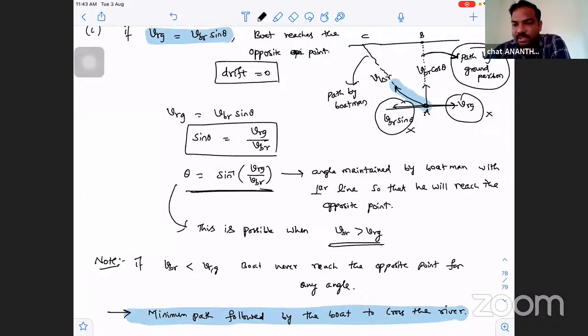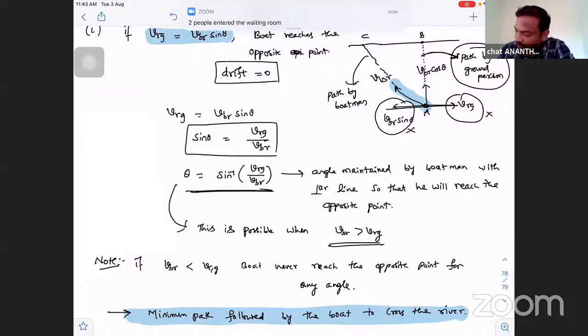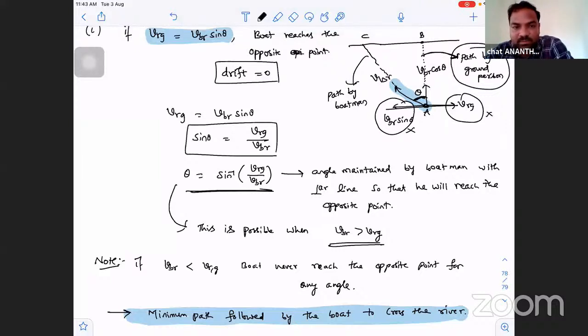Then he won't reach the B point, he will reach some other point. Okay, minimum path, zero drift, and reaching the opposite point, all are having the same logic. All are the same. Okay, he has to maintain some angle with the line perpendicular to the river. That angle is equal to sin inverse VRG by VBR.